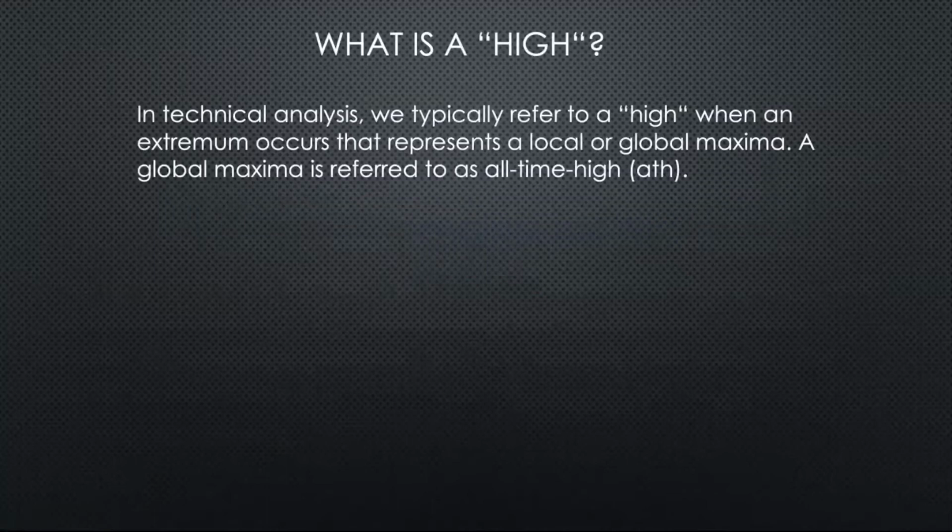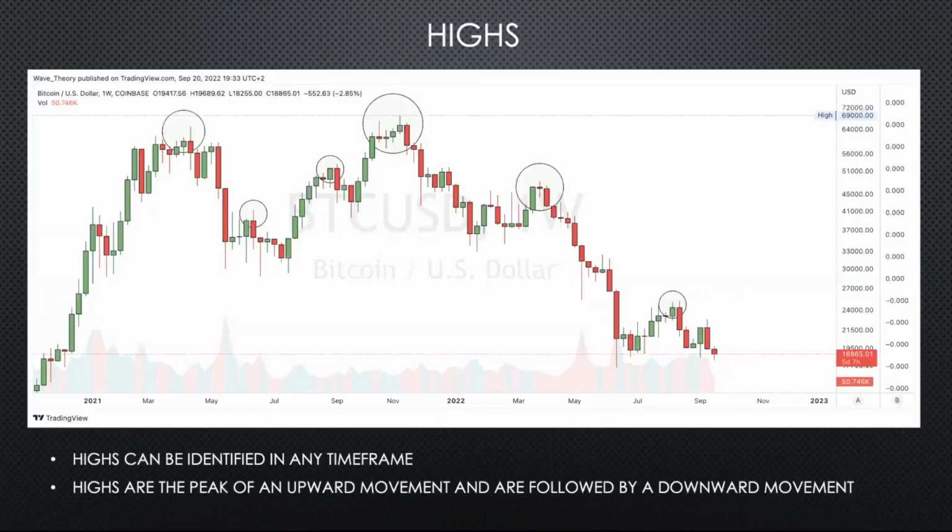To start off, we go with the definition of a high. So in technical analysis, we typically refer to a high when an extremum occurs that represents a local or global maxima. A global maxima is referred to as all-time high, in short, ATH. Highs can be identified in any time frame and are always relative to the time frame.